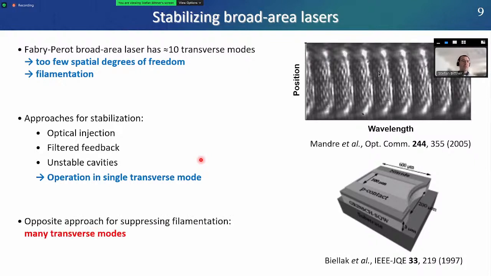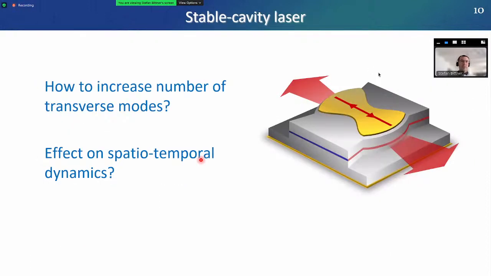Hence, we pursue the opposite approach to suppress the filamentation, and that is to vastly increase the number of transverse modes. This brings us to the stable cavity laser, which was designed with that goal in mind. So I'll introduce how we manage to increase the number of transverse modes and how that affects the spatiotemporal dynamics.